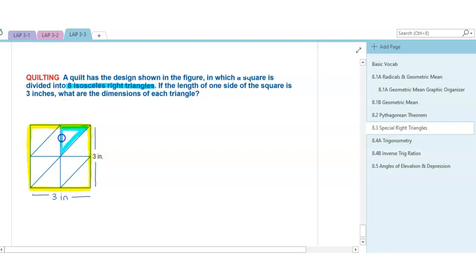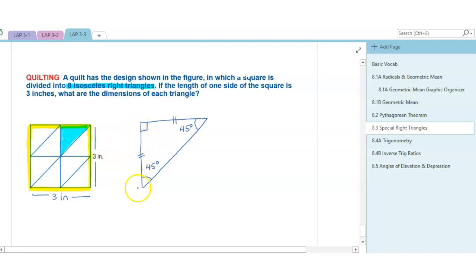So look at this triangle right here. It is an isosceles right triangle. And what we're going to do is we're going to find the dimensions of each triangle, which means we want to find the sides of that triangle. So if I go ahead and just draw it out separately, realize it's going to be an isosceles right triangle, which means these two sides are going to be equal. I'm going to have my 90 degree and I'm going to have my 45 degrees over here. So this is a 45, 45, 90 triangle.